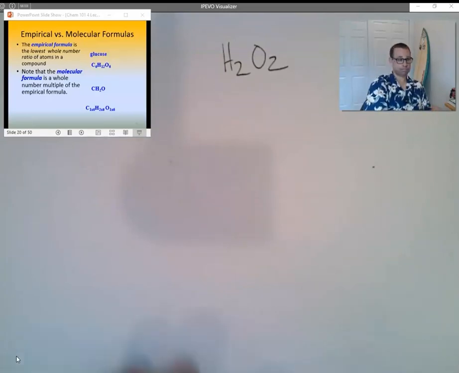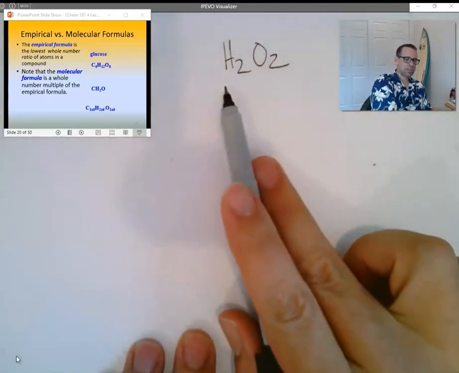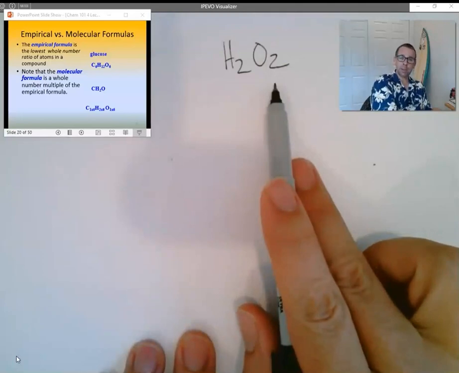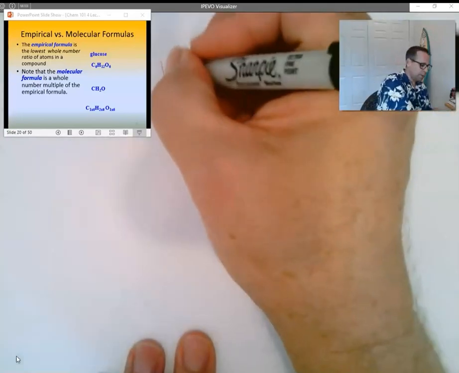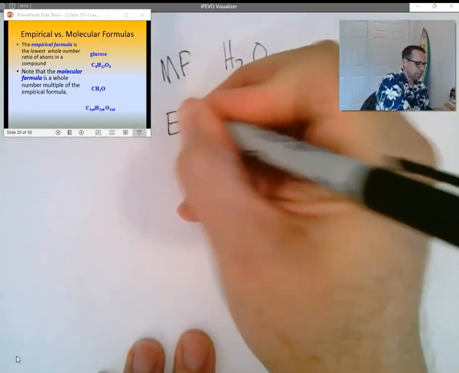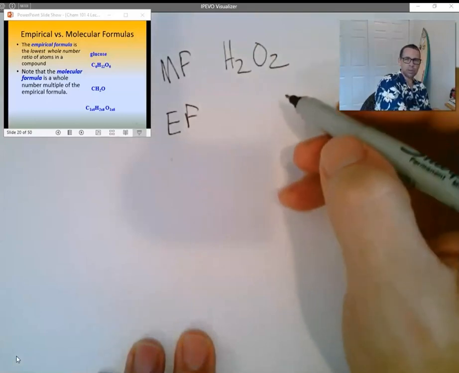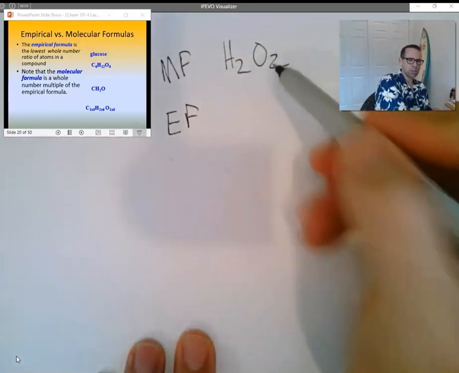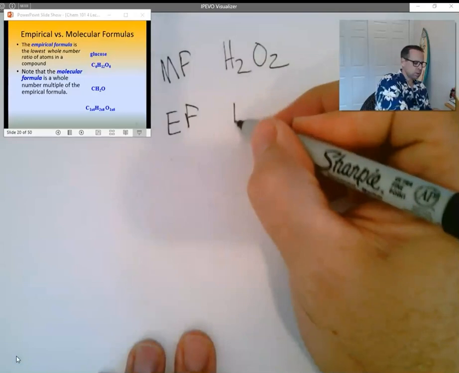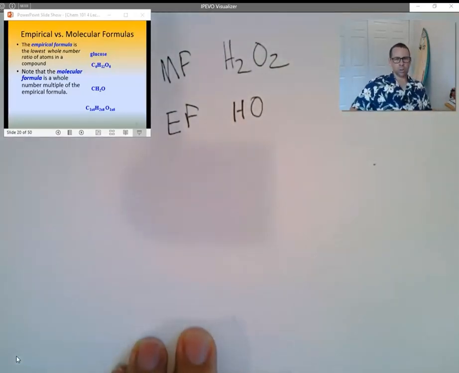12 hydrogens and 12 oxygens. Well, no. So let's do a reminder. The molecular formula is not the reduced formula. This is the molecular formula here. But the empirical formula is that, but reduced, so it's in its simplest whole number ratio. So here it's 2 to 2, so we would just have 1 to 1, 1 hydrogen and 1 oxygen. And that would be the empirical formula for the compound.